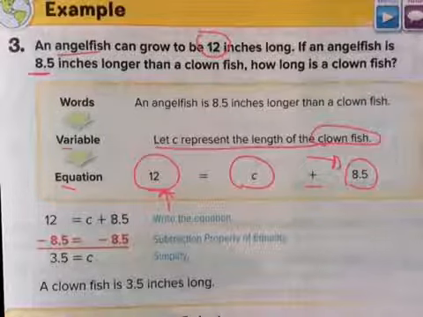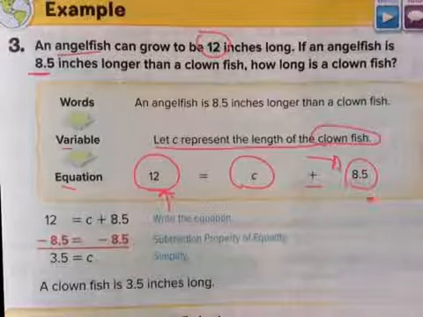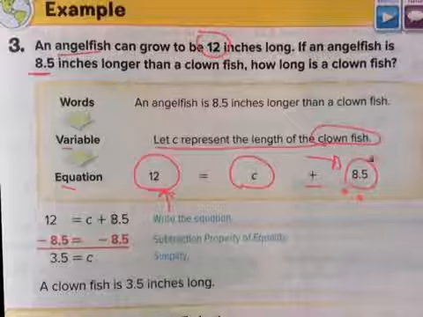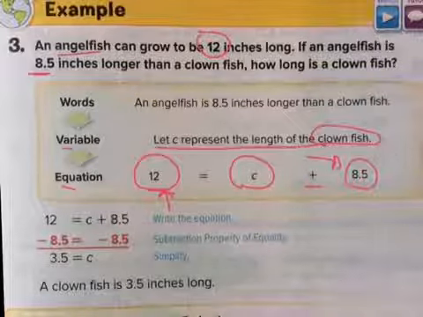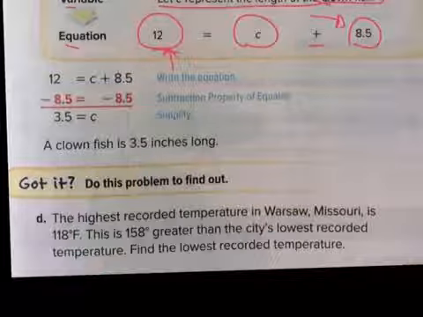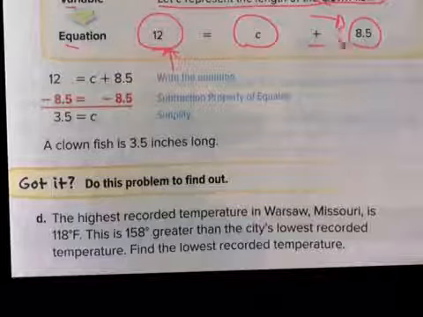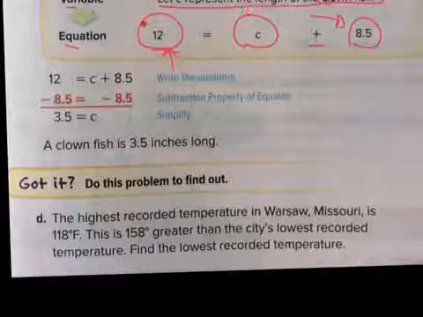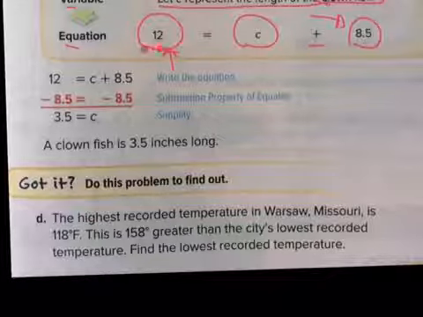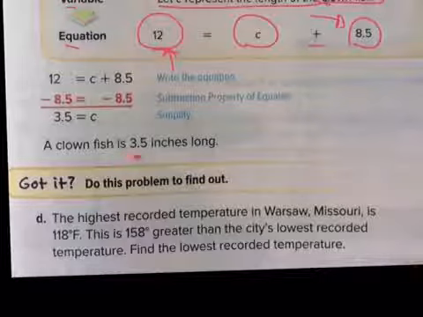And if we were to find the difference between these two, because this is how much longer the angelfish is, we would find the length of our clownfish. And you know that if you were to invert the operation and bring this 8.5 over to the other side, it would become subtraction. It's addition on this side of the equation, it becomes the opposite on the other side of the equation, so you would subtract from 12 and you get 3.5 inches.